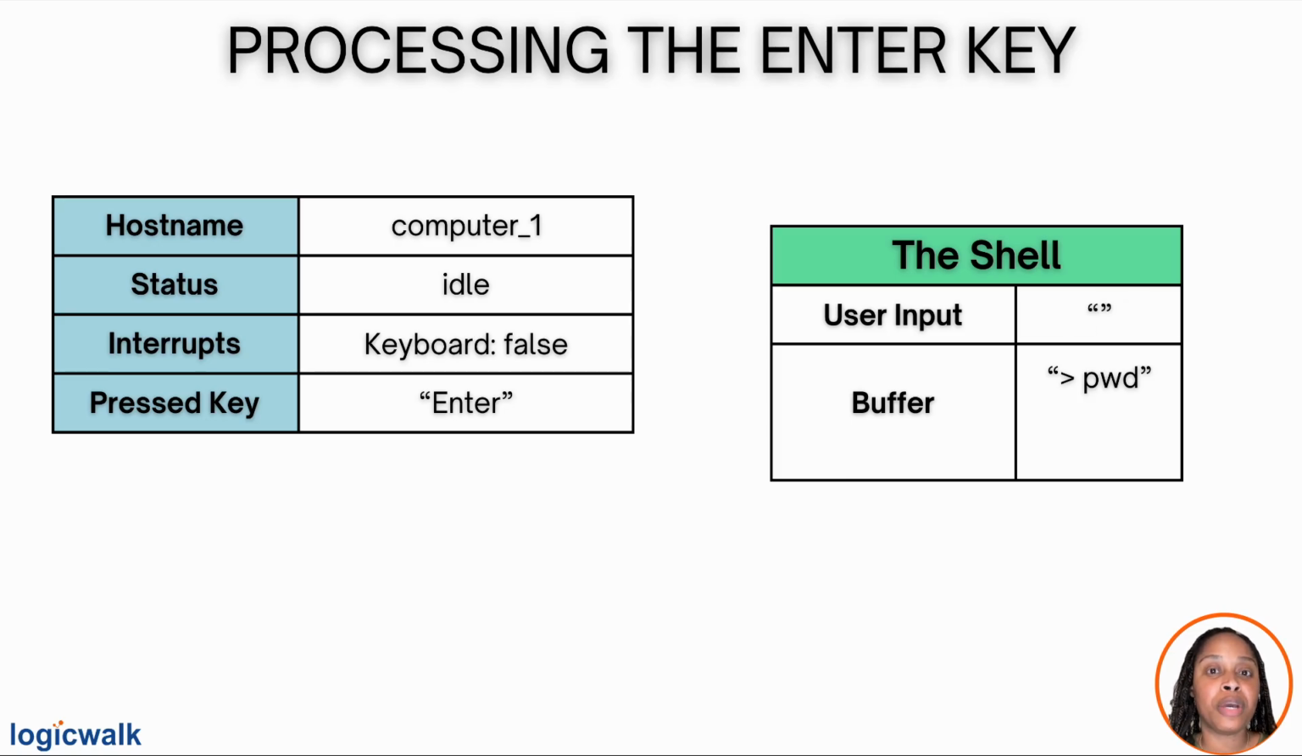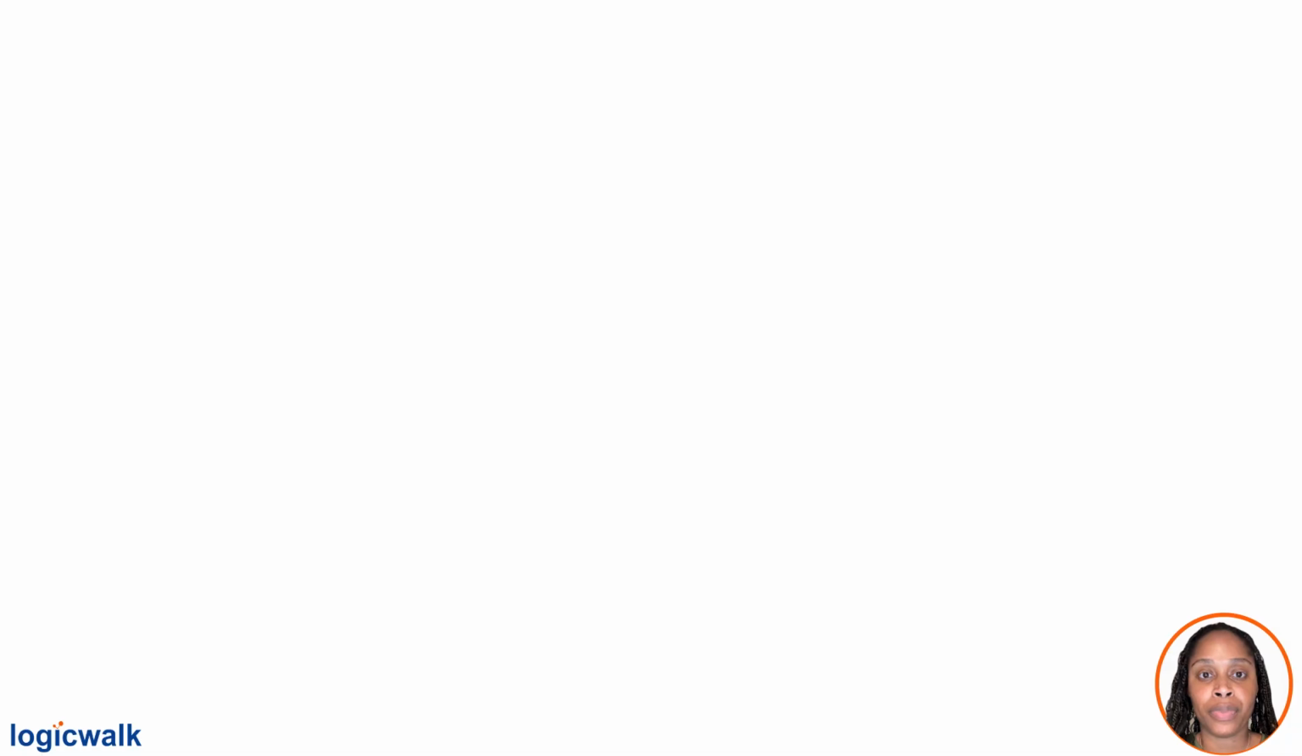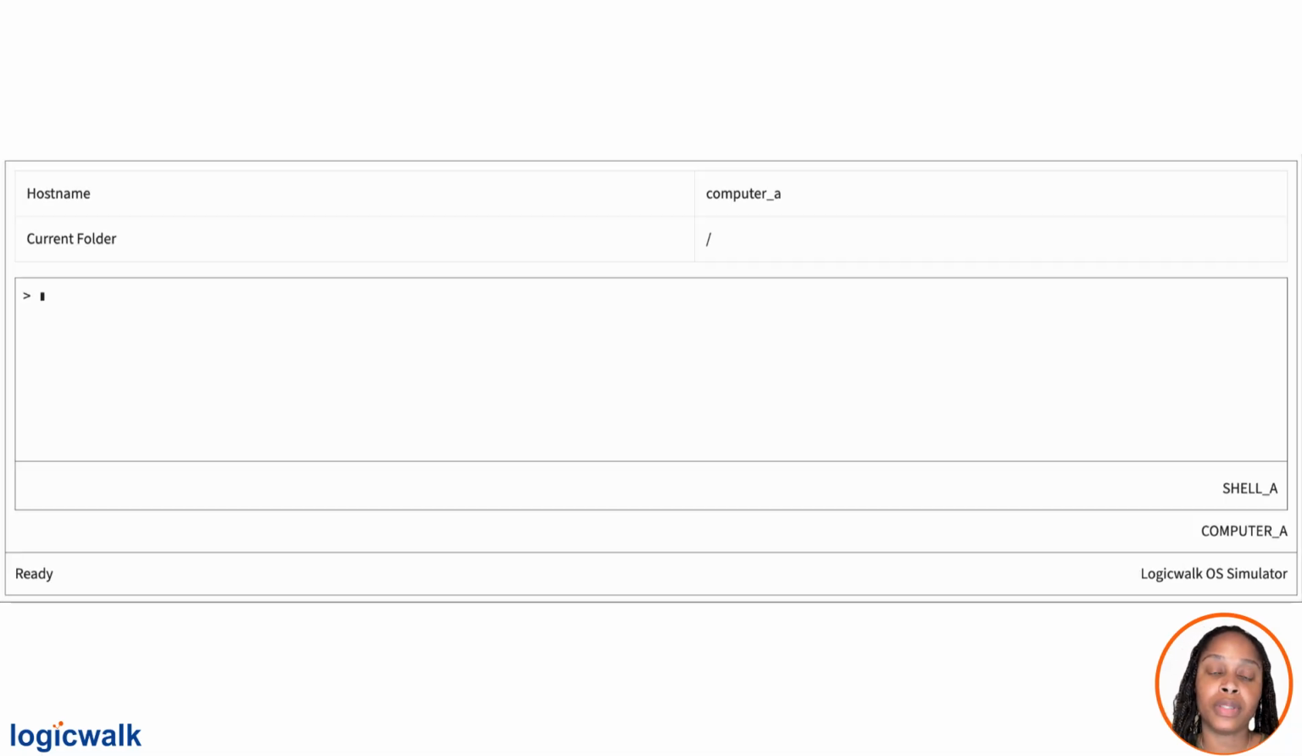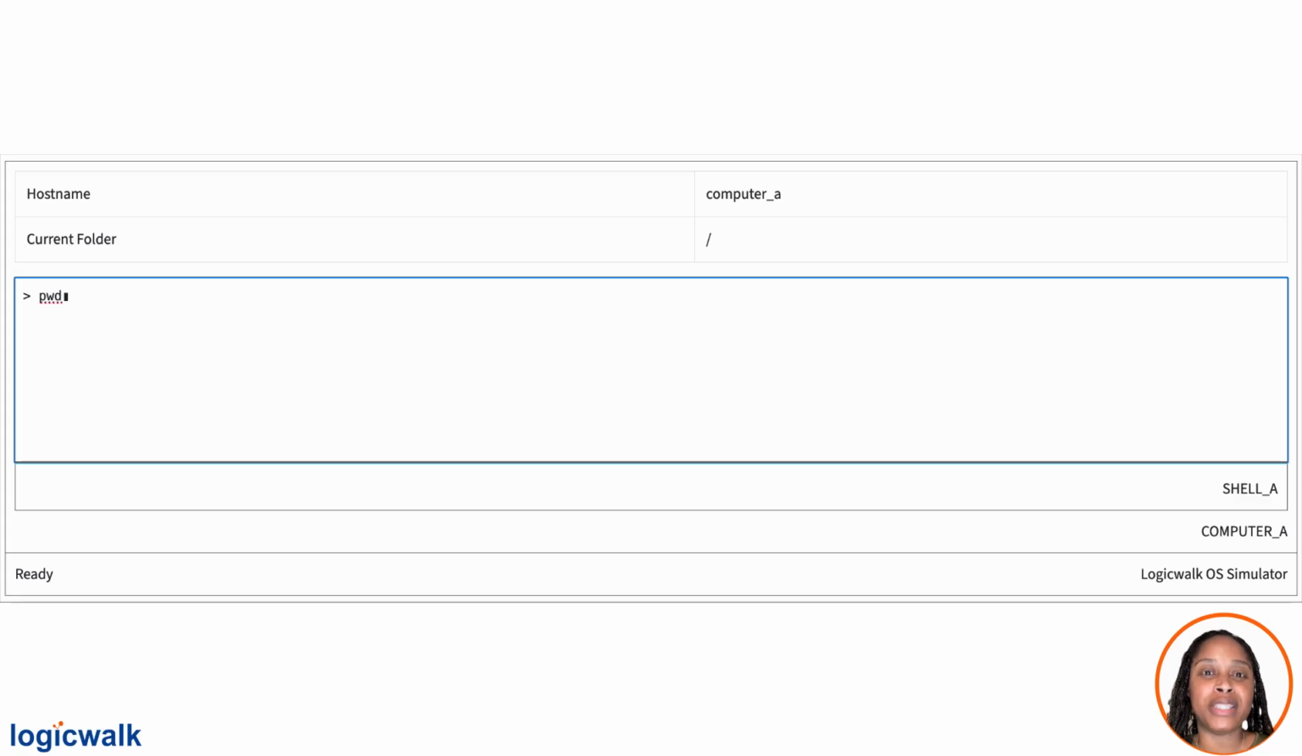In the shell, the user input is empty, while the shell buffer shows everything. It shows the commands we typed, the name of the root folder on the next line, and finally another prompt, signaling that the shell is ready to take more commands. Let's try this out by running the PWD command one more time. Click into the terminal in the shell, type PWD, and then hit enter. You'll see the root folder printed.